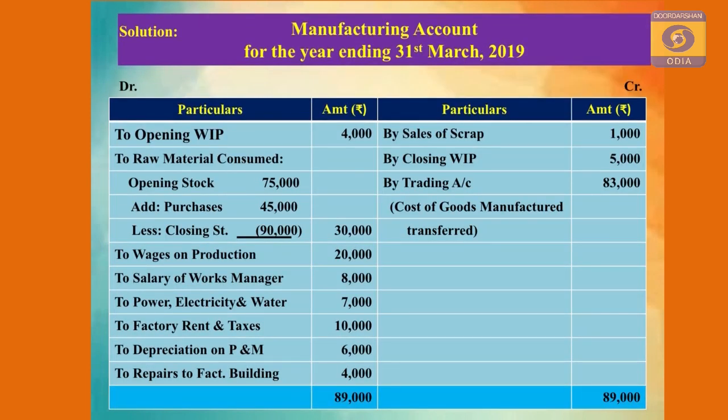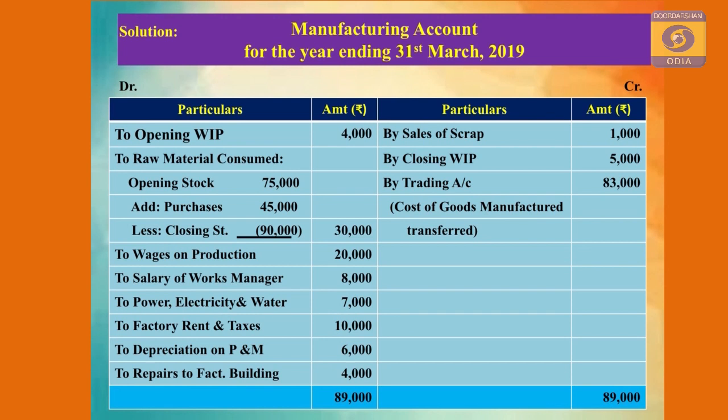Take a look at this manufacturing account for the year ending 31st March 2019. So you can take a look at the solution. On the debit side, we started with opening work in progress, that is 4,000 rupees. Next item, raw material consumed. As I already told you, how do we find the raw material consumed? We will take the opening stock of raw material, that is given to us as 75,000. To that we will add purchases.